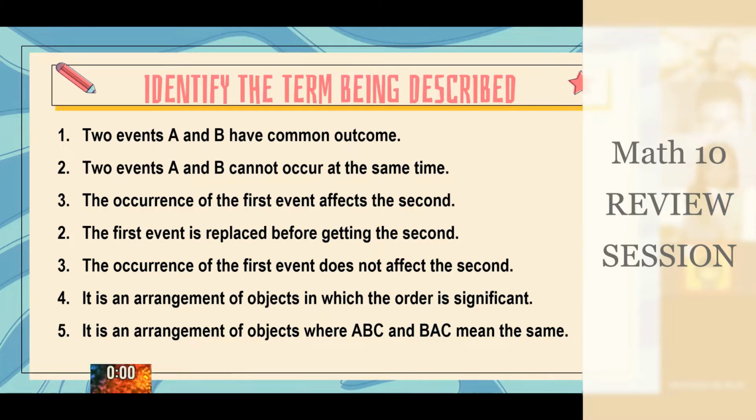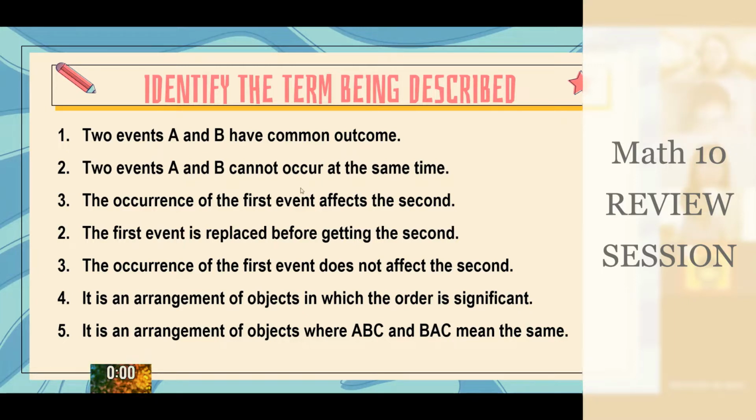Time is up. Check your own answer. Be honest when you check. Two events A and B have a common outcome. What do you remember, Anika? Number 1. I forgot. You forgot it. Diana, what's the answer in number 1?